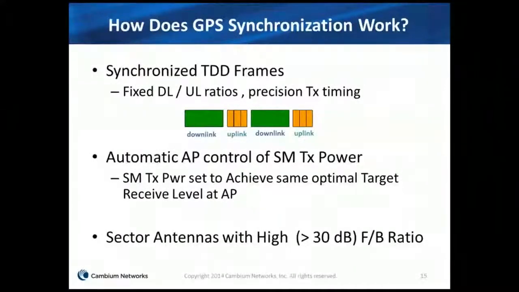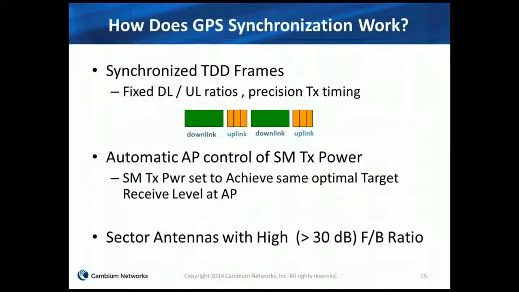So how does GPS synchronization work? A lot of people talk about it, but it needs to be explained a bit. GPS synchronization is a way for you to deploy multiple access points either on the same tower or on separate towers where they can see each other. And they operate in a way where they don't interfere with each other, and you can reuse frequencies.